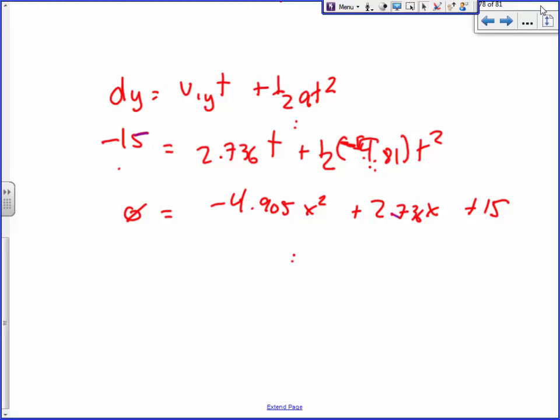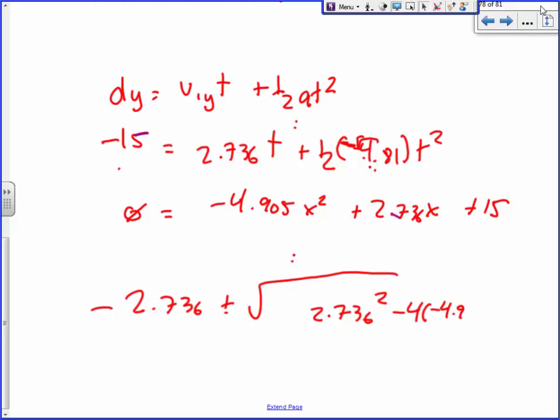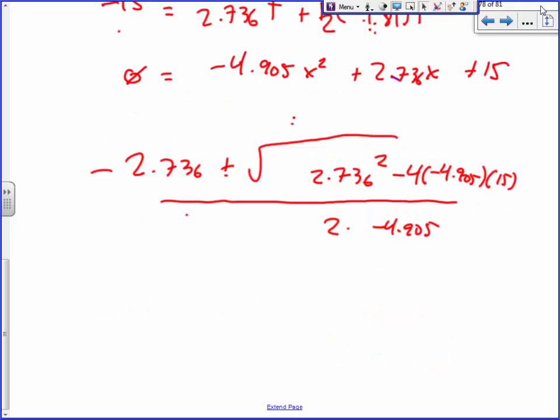Okay, so negative 2.736 plus or minus the square root of 2.736 squared minus 4 times negative 4.905 times 15, all over 2 times negative 4.905. And go.